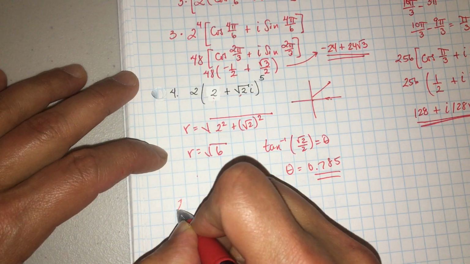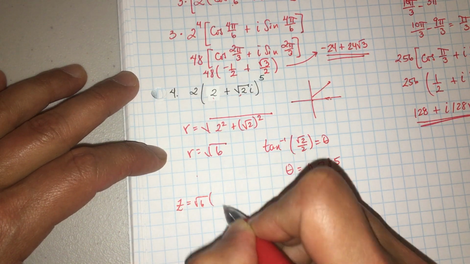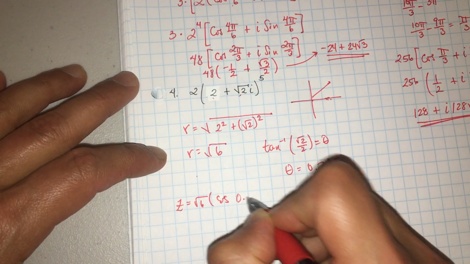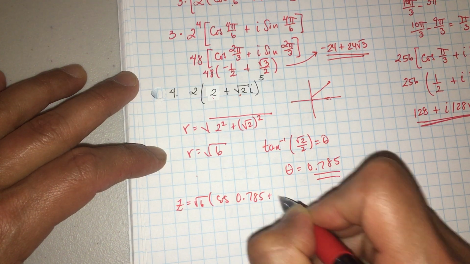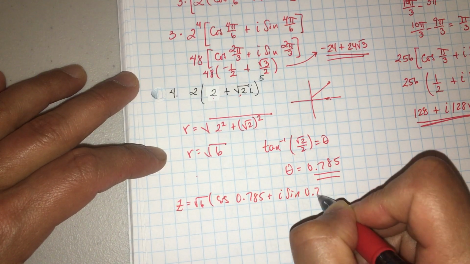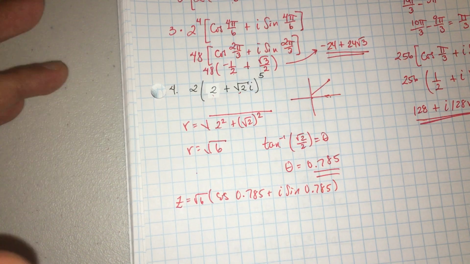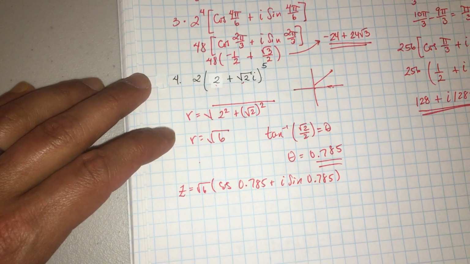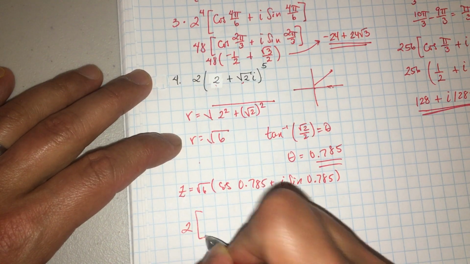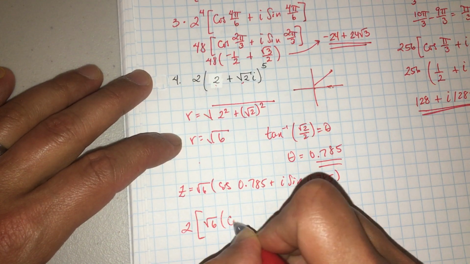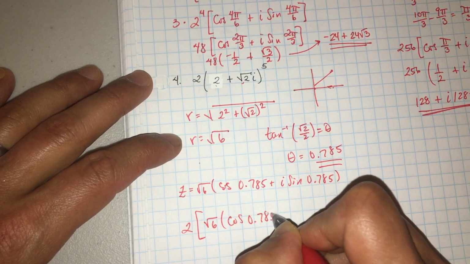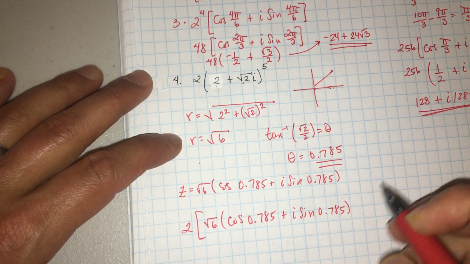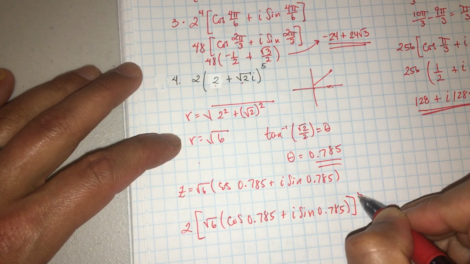Let's see. So my complex number is square root of 6 times cosine of this decimal 0.785 plus I sine of 0.785. So now I have to raise that guy to what power? Oh, they want the 5th power. Now remember, I still have that 2 on the outside. So we're going to do 2, just leave it on the outside, square root of 6, and then cosine of 0.785 plus I sine 0.785, and that's going to be to the 5th power.